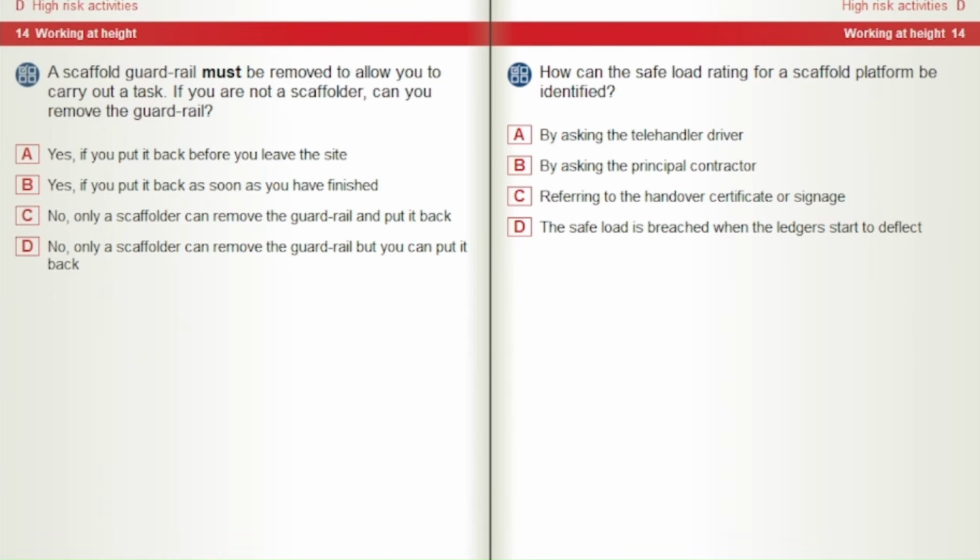A scaffold guardrail must be removed to allow you to carry out a task. If you are not a scaffolder, can you remove the guardrail? Yes, if you put it back before you leave the site. Yes, if you put it back as soon as you have finished. No, only a scaffolder can remove the guardrail and put it back. No, only a scaffolder can remove the guardrail, but you can put it back.